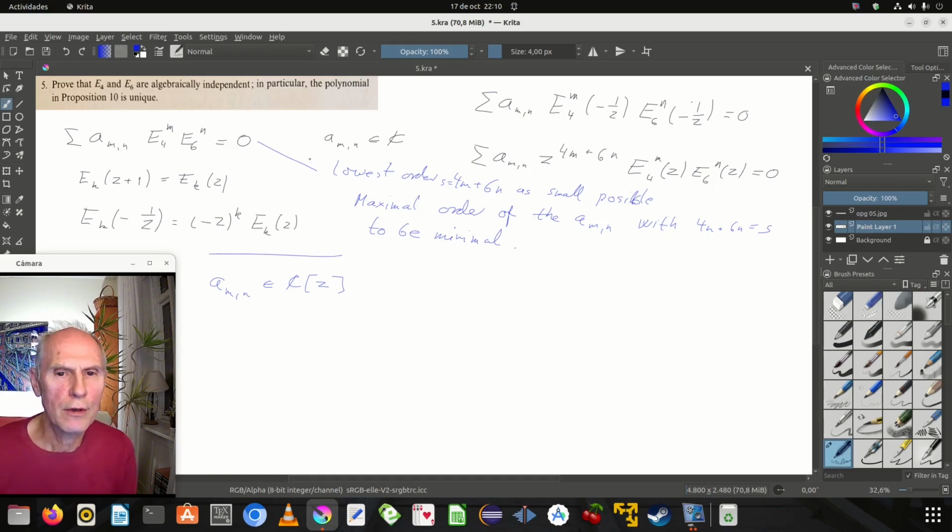So first, the order of the polynomial here in E4 and E6 has a minimal order. Sorry about the bad sound. I may have to redo it. This has minimal order, and then we choose coefficients so that the maximal order in Z of this coordinate is minimal.